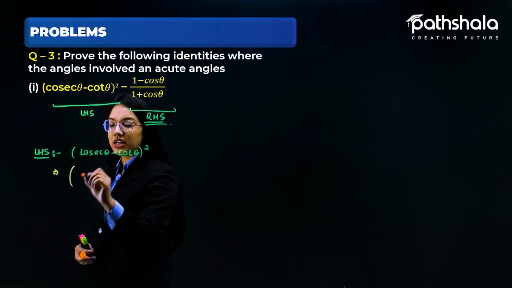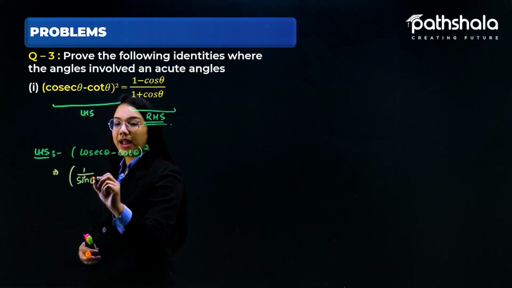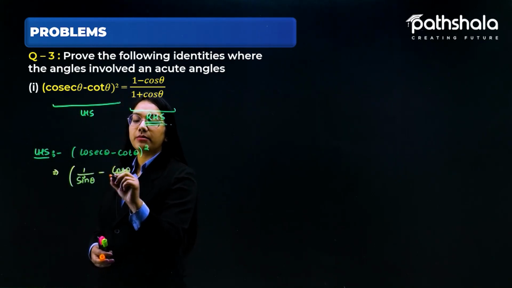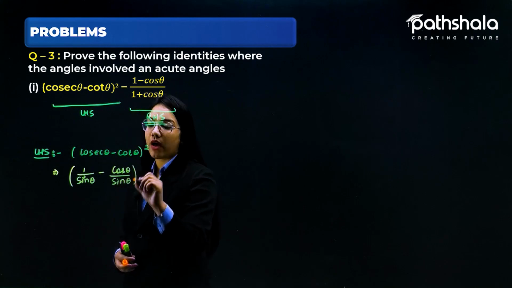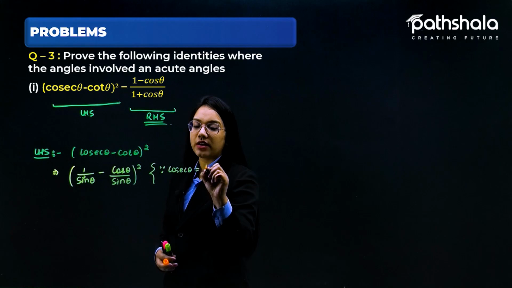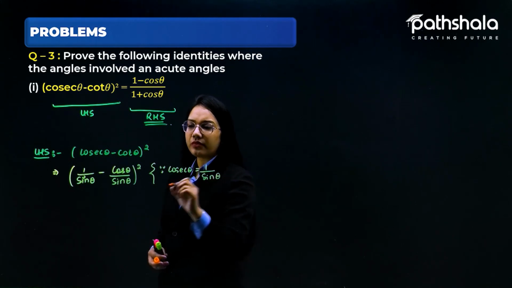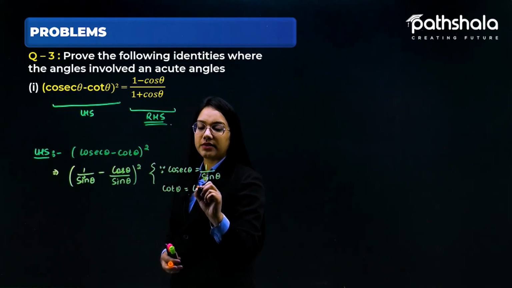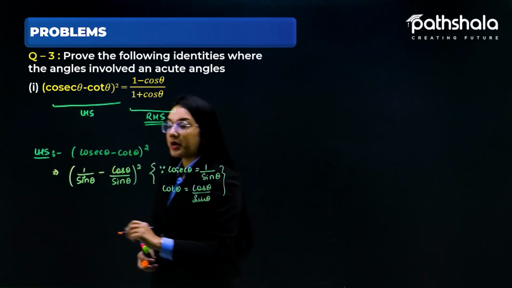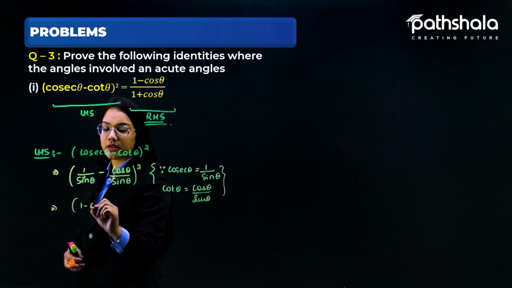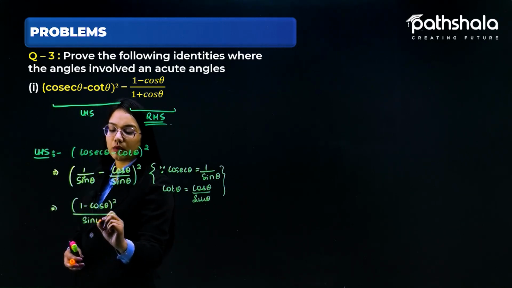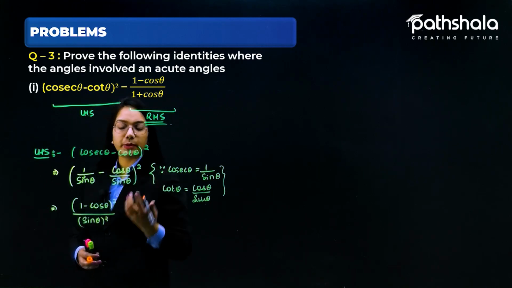We can write cosecant theta as 1 by sine theta, minus cot theta, which can be written as cos theta divided by sine theta, whole square. Since we know that cosecant theta is the reciprocal, 1 by sine theta, and cot theta is equal to cos theta divided by sine theta. Hence, using this fact, we can write this as (1 minus cos theta) whole square divided by sine theta whole square.